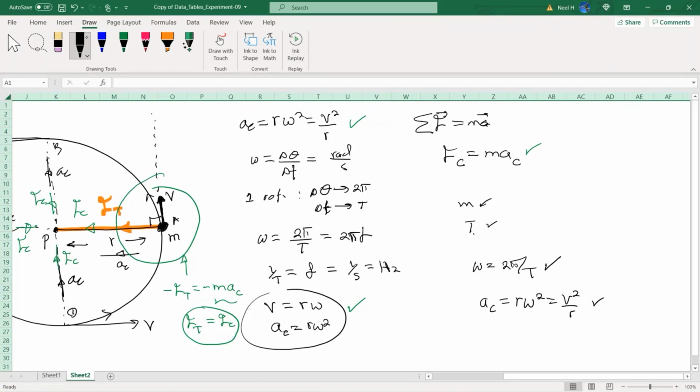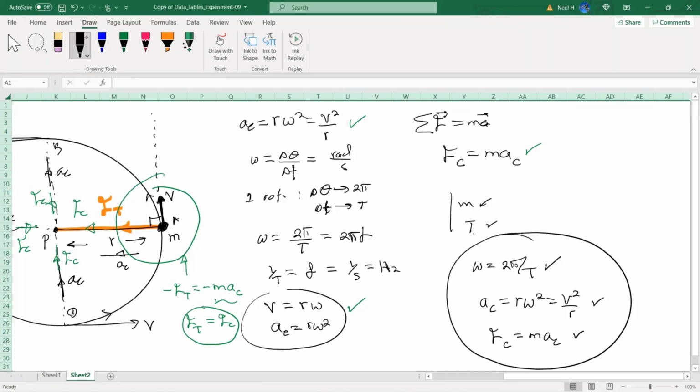By knowing omega, definitely we can find the a_c, because that is equal to R omega squared, or v squared over R. But that way I cannot confirm or prove anything. I can just do an experimental calculation only, right? By knowing a_c, I can calculate F_c, which is mass times a_c. These three calculations are directly possible by simply measuring these two parameters.